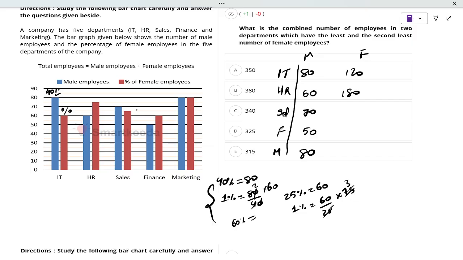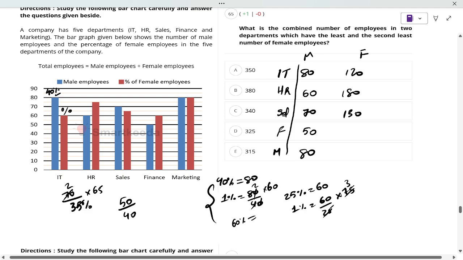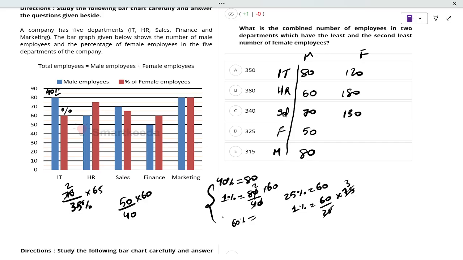Similarly for sales, we have 65%, so 35% belongs to the male, and 35% is nothing but 70. And then we need to find for the 65%, 2 times, that means this will give us 130. For finance, we have 60%, that means 40% belongs to the male. So if 40% belongs to the male, we need to find for the female. We're just following this style, as I've explained earlier. So here 15 times 5 will give us 75.